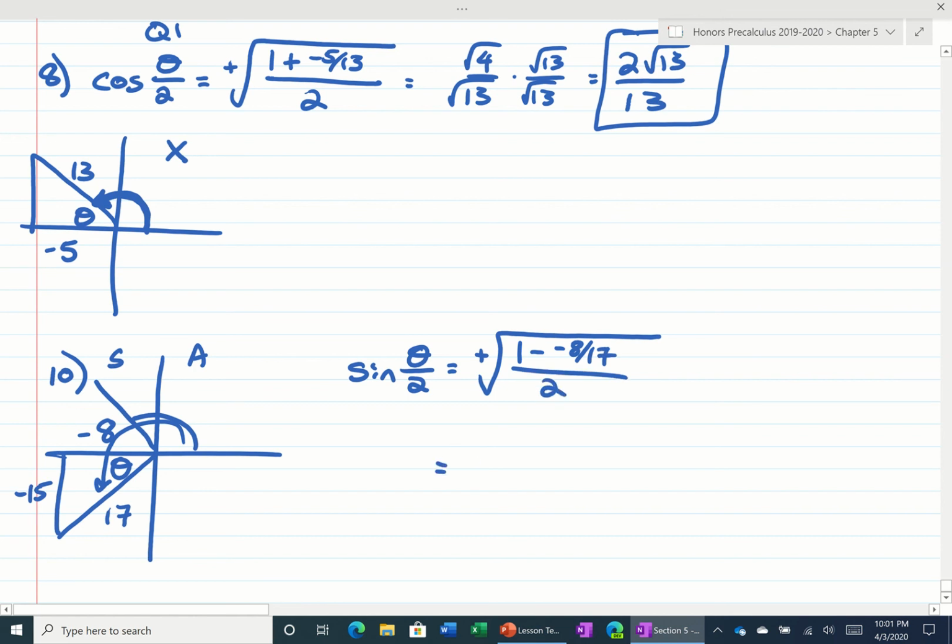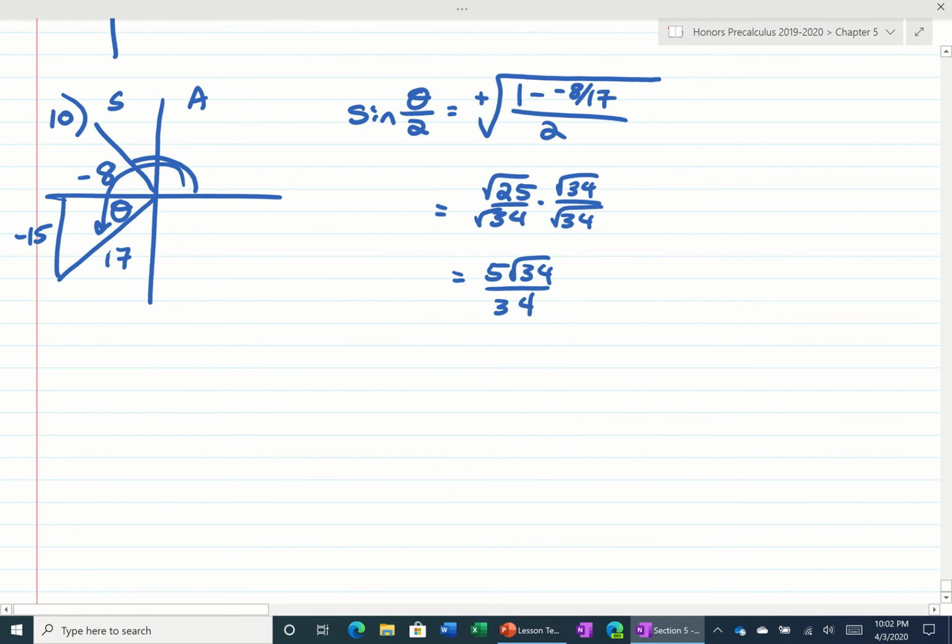So let's figure out what that is. 1 plus 8 over 17, divided by 2, is the square root of 25 over 34, which we know we take the square root of the top and bottom. And to rationalize, we multiply by root 34 over itself, giving us 5 root 34 over 34. That would be the answer for number 10.